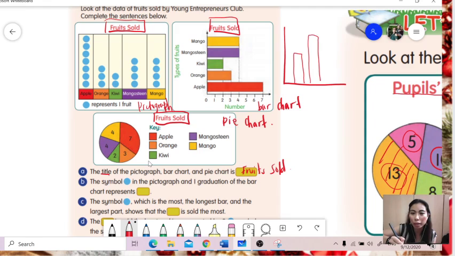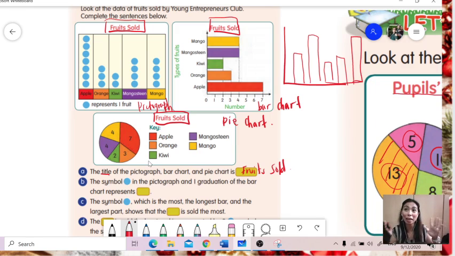Tapi sama ya, is the same. Cuma cara persembahan tu berbeza sahaja. Okay, right? So this way or this way also, you can have this kind of bar chart. Okay, ni bentuk yang lain lah.